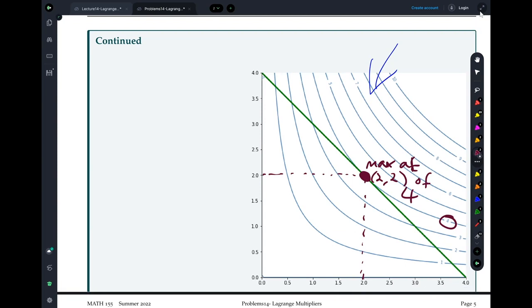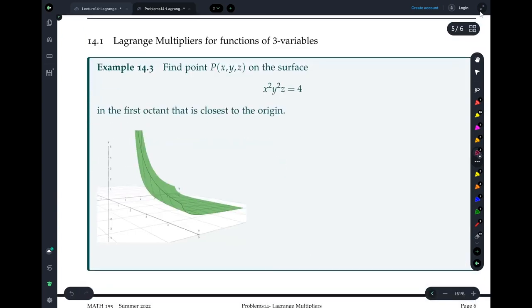Okay, any questions about that example? Nope. Okay. Let's do something a little bit more complicated.